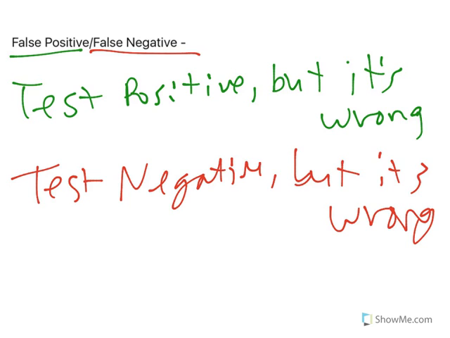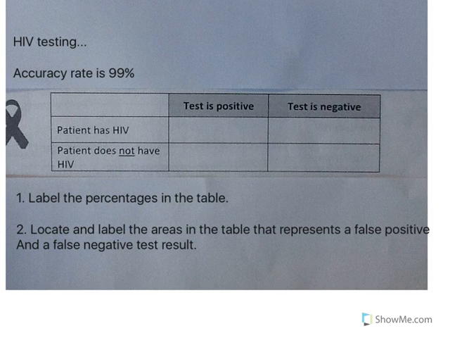No, you do not have strep throat. No, you do not have cancer, whatever. But they're wrong and you really do. So when you think about which one is worse, it probably depends on the situation and what you're testing for. So we're going to start with kind of an HIV test here in this first piece. And the accuracy rate of the test is 99%, right? Nothing is perfect. So think about this logically.